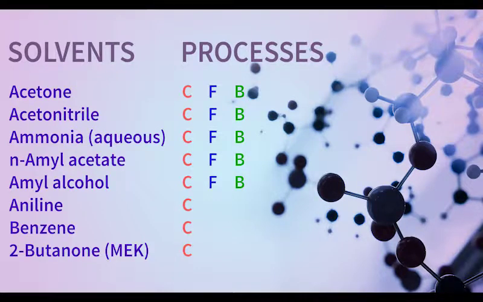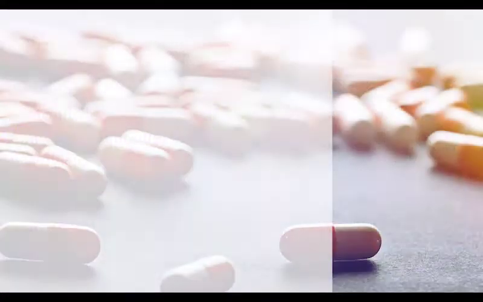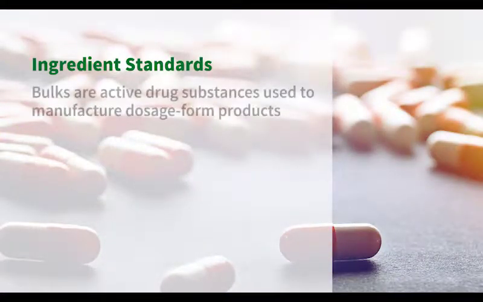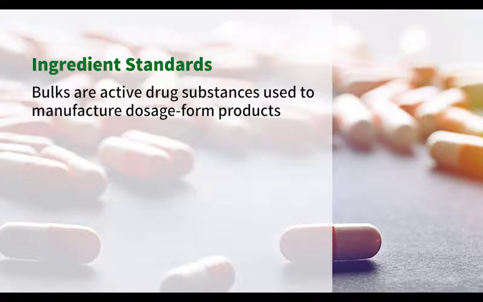And as we can see, we have a list of ingredients and then the processes. These processes then are identified by alpha characterization. The C is for identifying chemical synthesis, where the F is for fermentation, and then the B is biological or natural extraction. Bulk ingredients are active drug substances that are used to manufacture dosage form products.